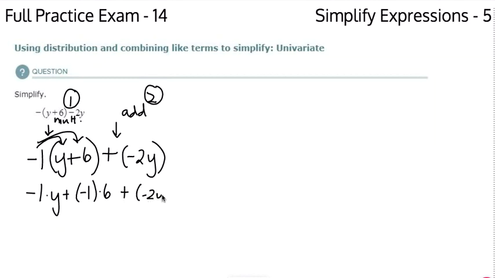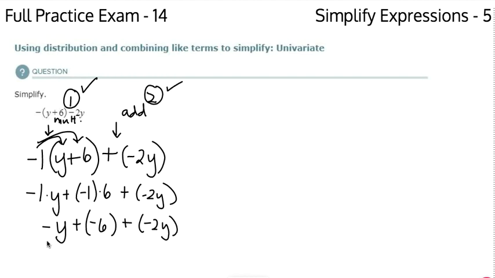-1 times y is -y. -1 times 6 is -6 plus -2y. So multiplying is done. Then the adding happens. I can only combine things that are alike. So I can combine my -y with my -2y, right? It's like -1. If I have -1 plus -2, I get -3y plus -6.